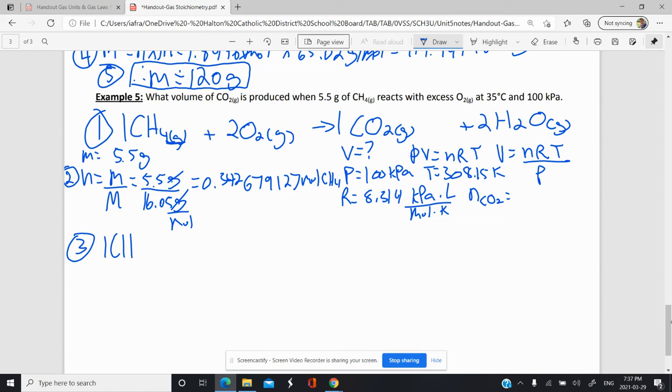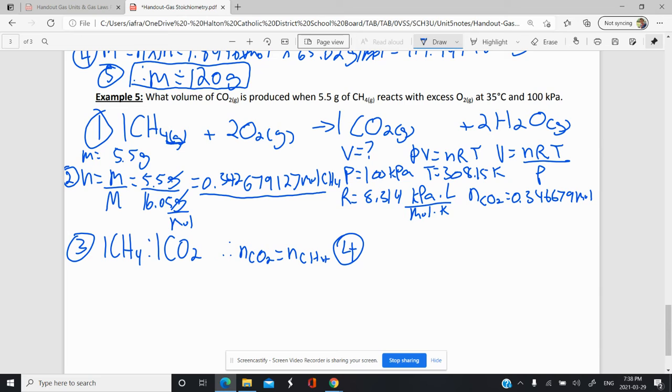And so now we can use a mole ratio. It's a 1 CH4 to 1 CO2 ratio. So since it's 1 to 1, we can say, therefore, the moles of CO2 is equal to the moles of CH4. And so that's going to give us this number over here, which I can put here, 0.342679 moles. I didn't write all the digits down. You don't have to, but keep as many as you can in your calculator, so that way you don't round too early.